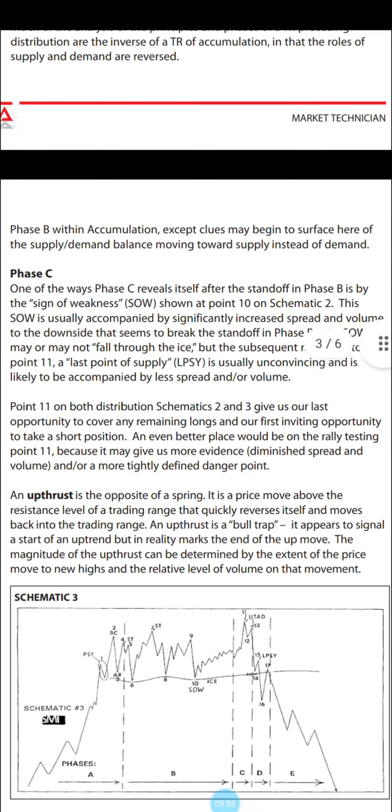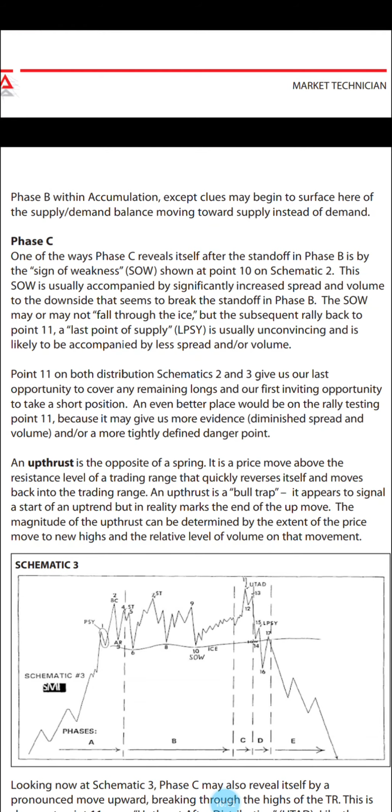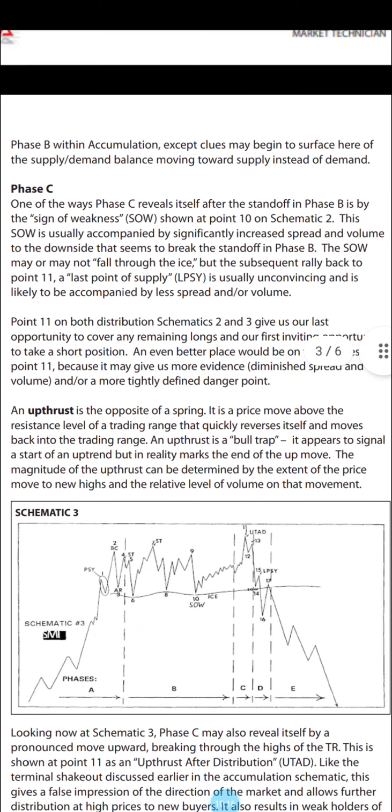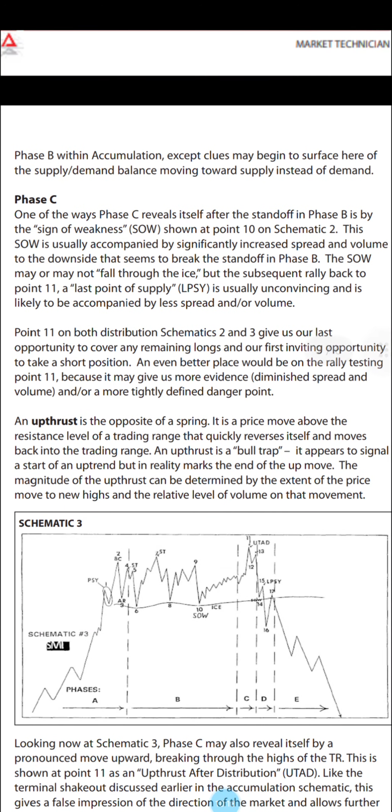Okay, so that's phase B, and it breaks up just a tiny bit when you get into phase C. The sign of weakness may or may not fall through the ice, which it obviously did when we got to part E on the schematics. On schematic 3, in the E section, it fell through.